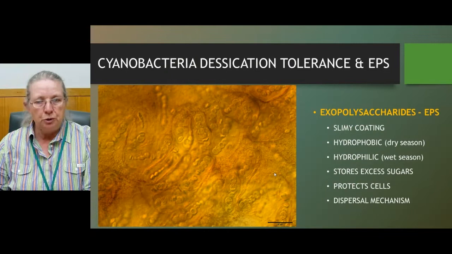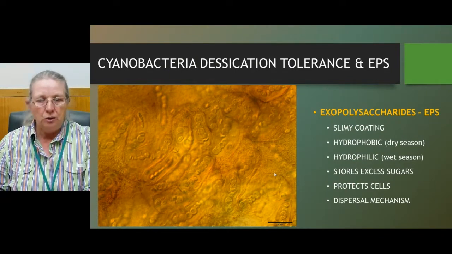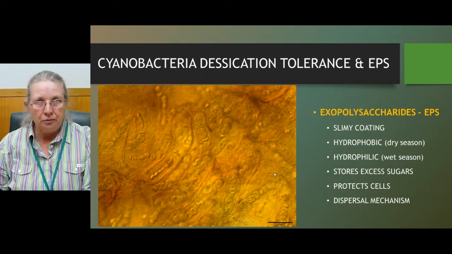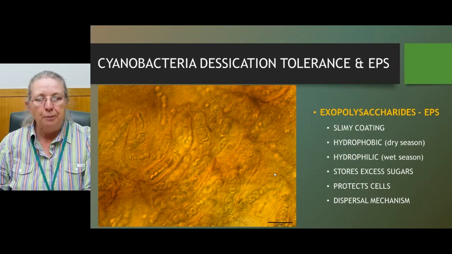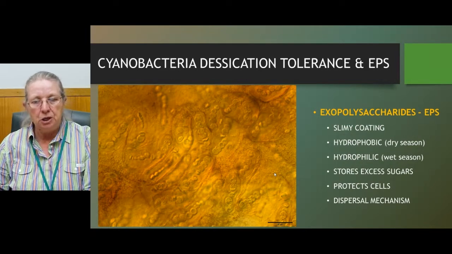Cyanobacteria are the ones that produce most of this EPS, or exopolysaccharides, which is the slimy coating. One of its unique properties in Northern Australia is that in the dry season it becomes hydrophobic, meaning it repels water, and in the wet season it becomes hydrophilic, meaning it absorbs water.